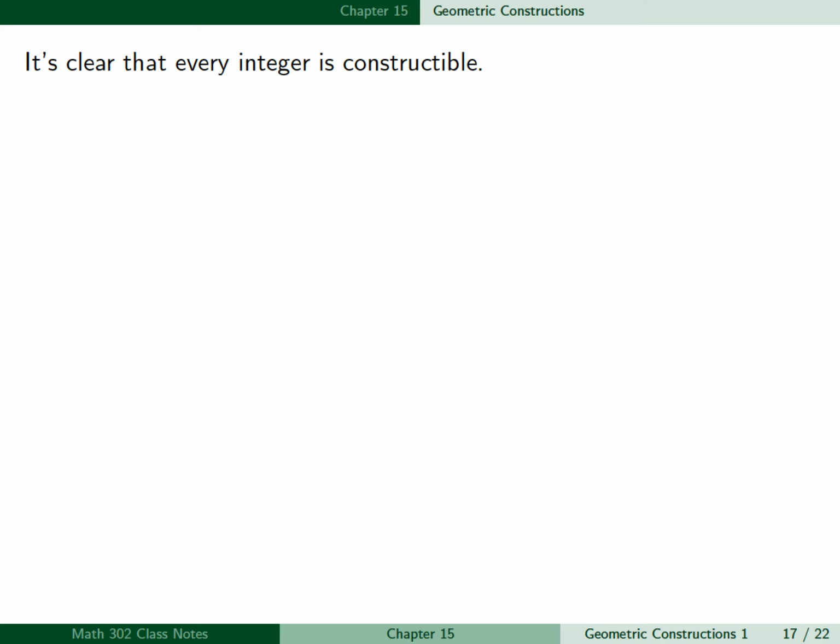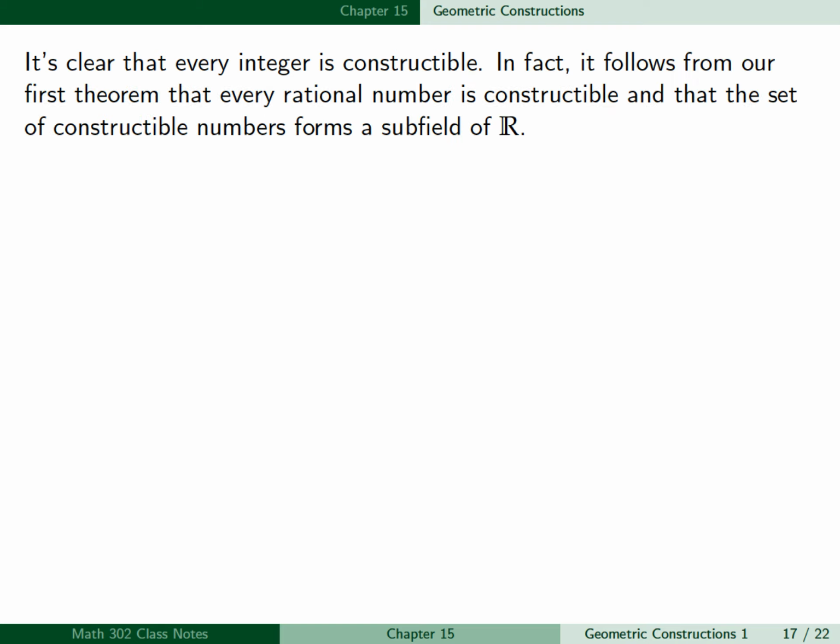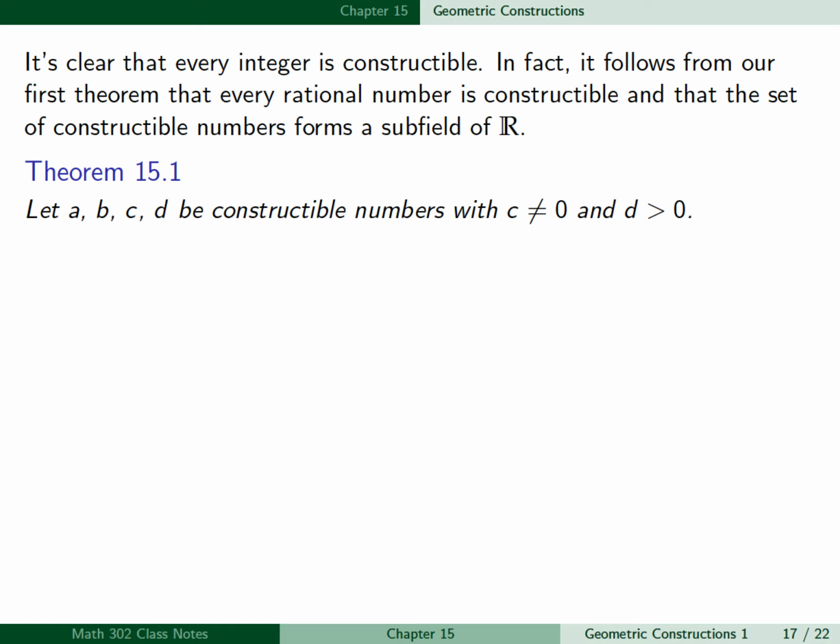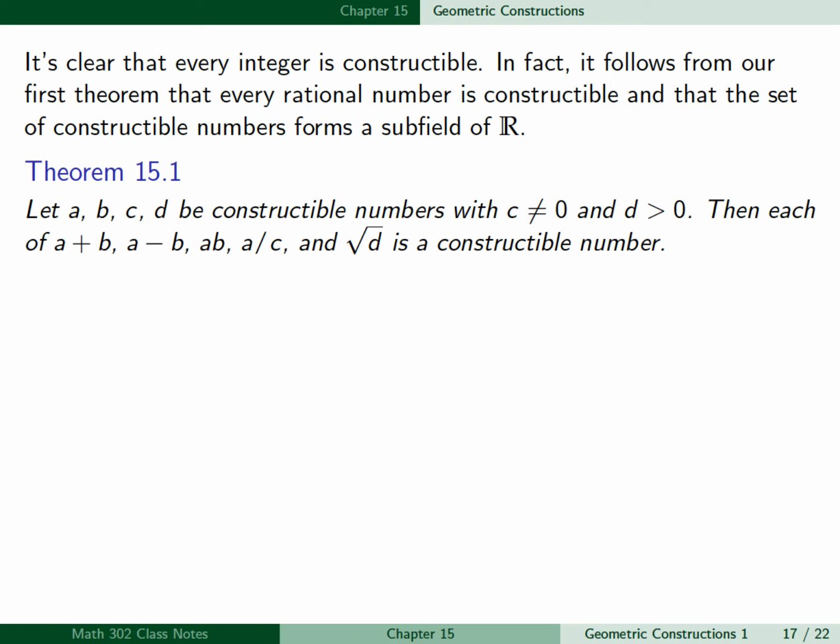Now it's clear that every integer is constructible. In fact, it follows from our first theorem that every rational number is constructible and that the set of constructible numbers forms a subfield of R. So this is theorem 15.1. And what it says is, let A, B, C, and D be constructible numbers with C not equal to 0 and D greater than 0. Then each of A plus B, A minus B, A times B, A divided by C, and the square root of D is a constructible number.